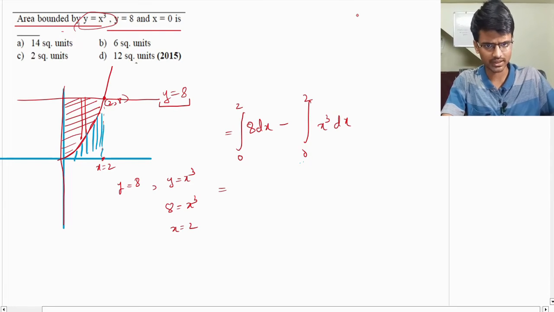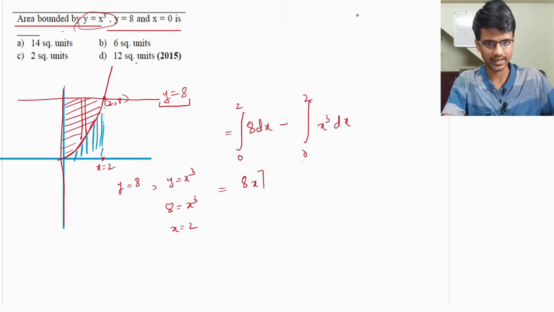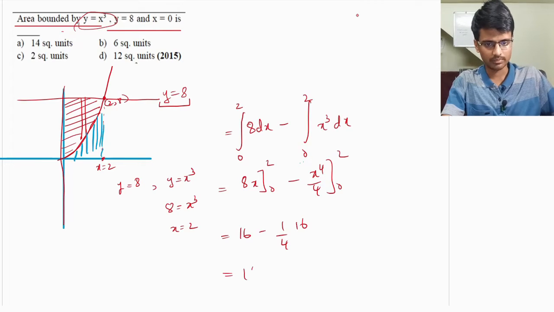So what is the integration of 8 dx? It is nothing but 8x from 0 to 2. Integration of x cube is x power 4 by 4, from 0 to 2. 8 2s are 16 minus 1 by 4. 2 2s are 4, 4 2s are 8, 8 2s are 16. So 16 minus 4, the correct answer is 12 units.